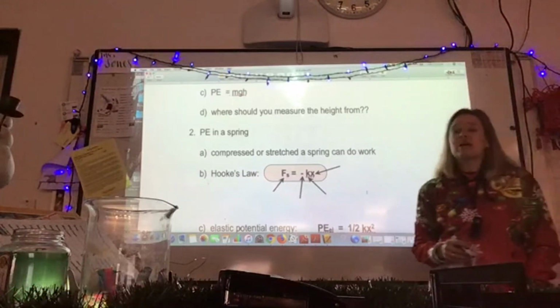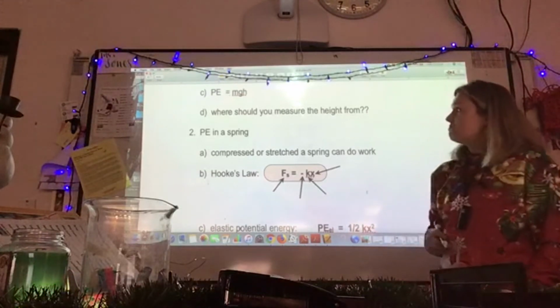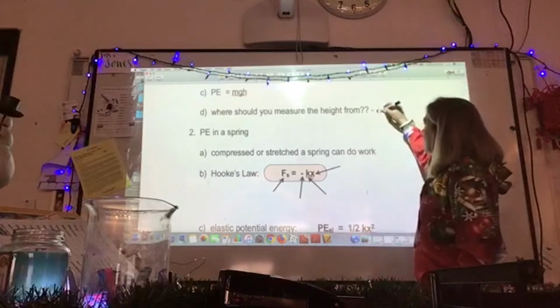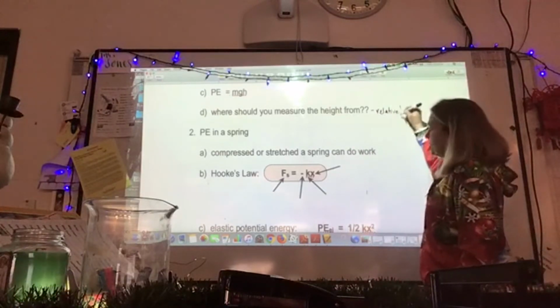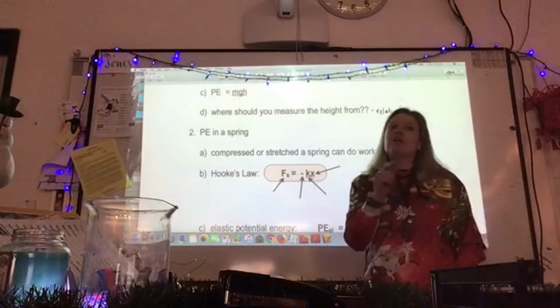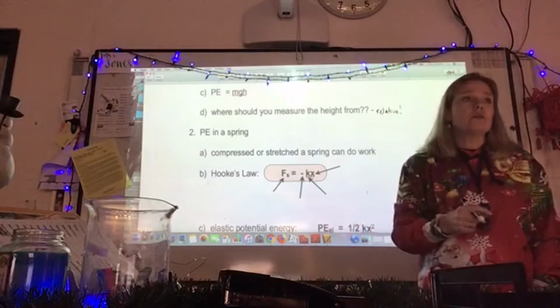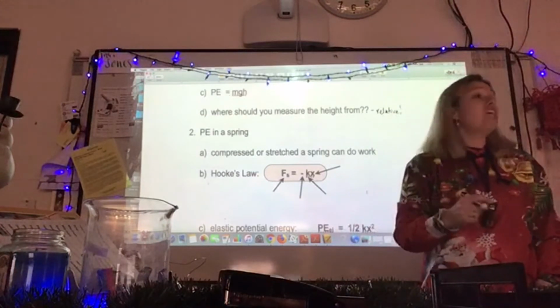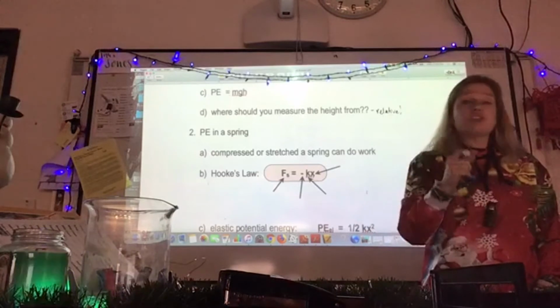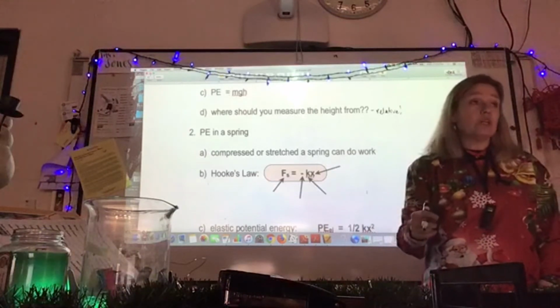How about this? It doesn't matter, because it's relative. It's very relative. Normally we don't want to know PE. Normally we want to know the change in PE, because the change in PE is related to work.